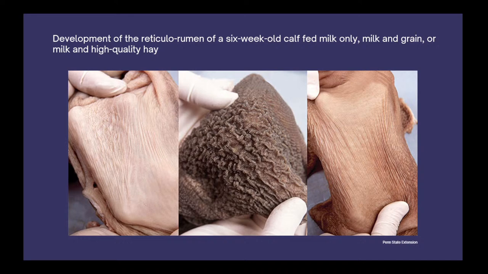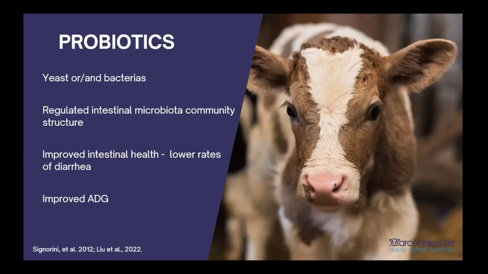Probably you already saw this. This is a classic and famous Penn State picture about rumen development when you feed only milk. That should be milk plus forage, and that's milk plus concentrate. So technically, you should all know that what stimulates rumen development is starter intake. Okay? So what about probiotics?